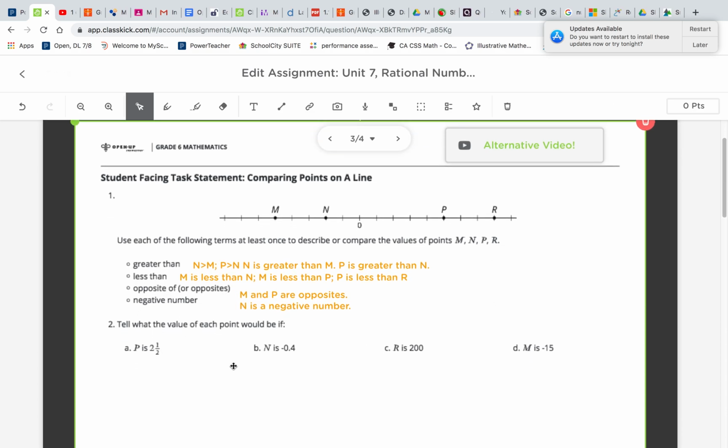All right, for number 2, tell what the value of each point would be if P is 2.5. Well, okay, this is what I was getting at earlier when I was saying that we don't automatically know the value of these letters here. You might look at N and think it's at -2, but not necessarily because we can give a different value to each tick mark. So if P is 2.5, we can fill that in here.